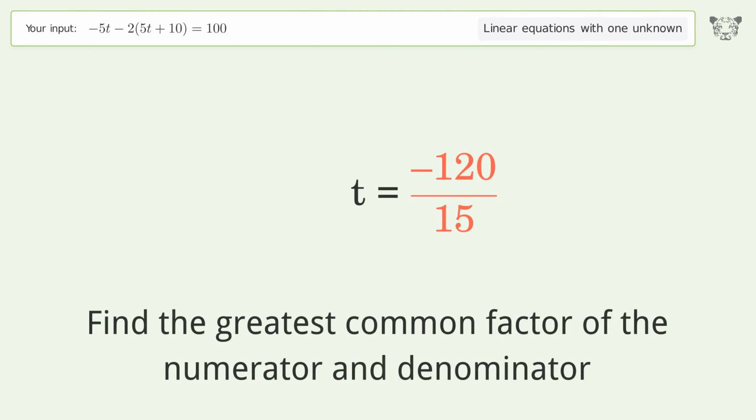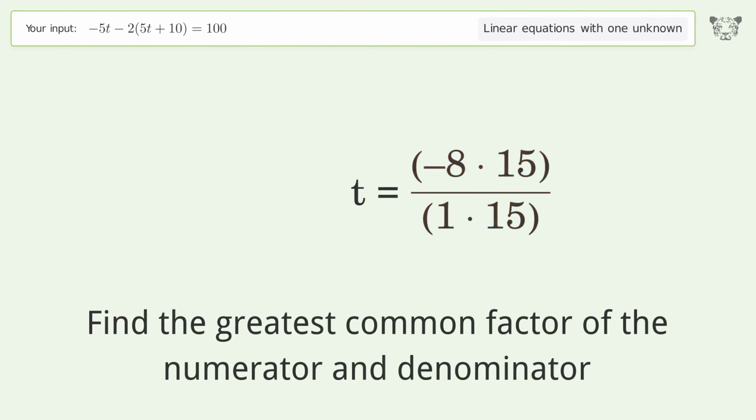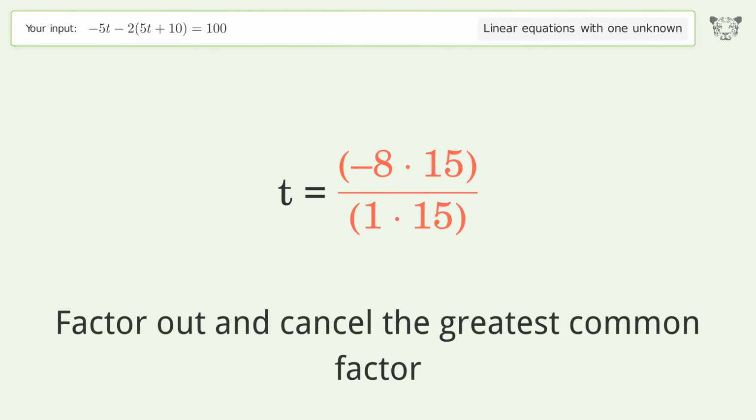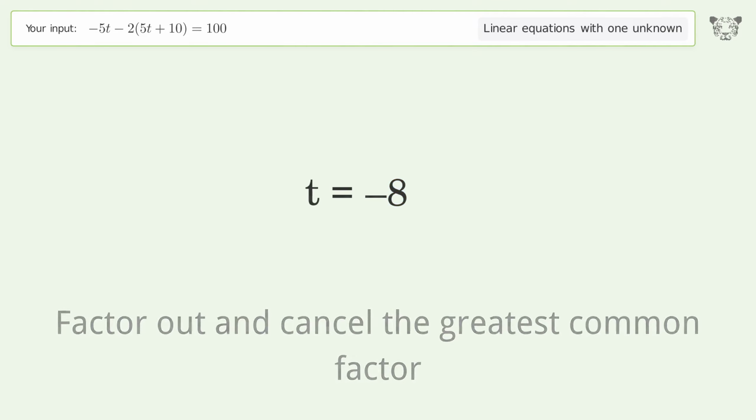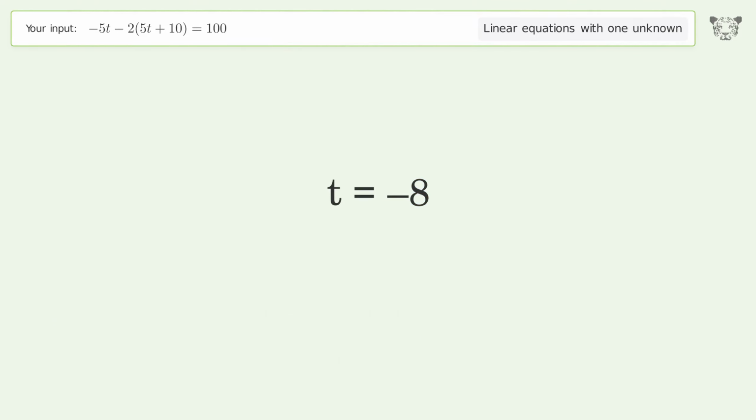Find the greatest common factor of the numerator and denominator. Factor out and cancel the greatest common factor. And so the final result is t equals -8.